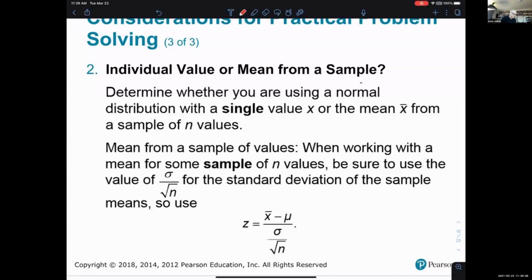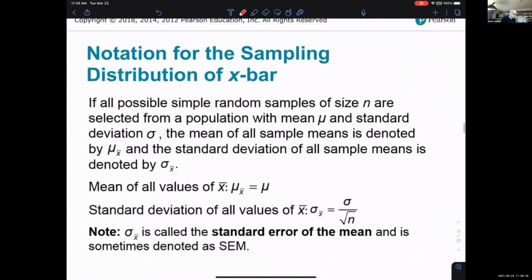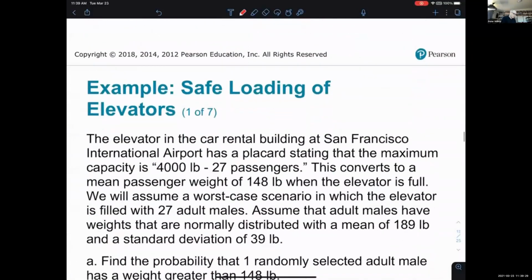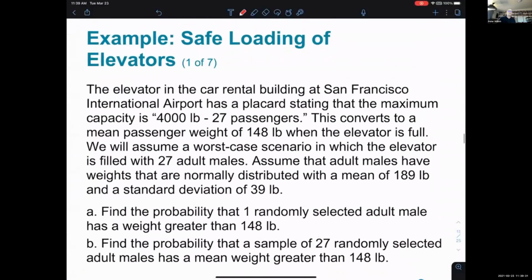I think we need to see these in action. So the standard error of the mean is what this sigma sub x bar is typically referred to, and it's sometimes denoted as SEM. All right, so now we have a nice example to explore this and see what it looks like in action. It's 7 slides long.